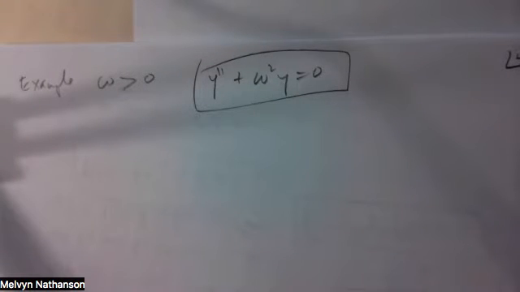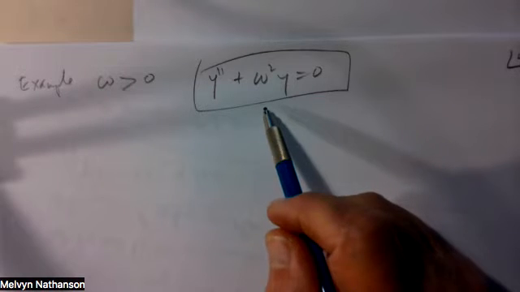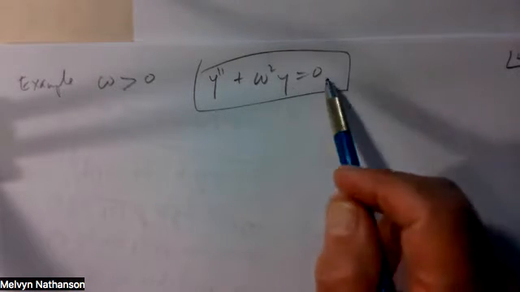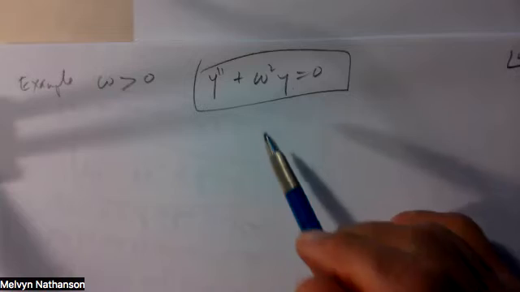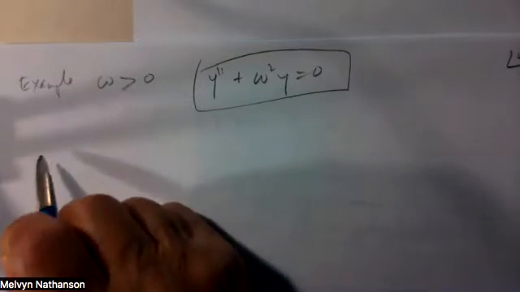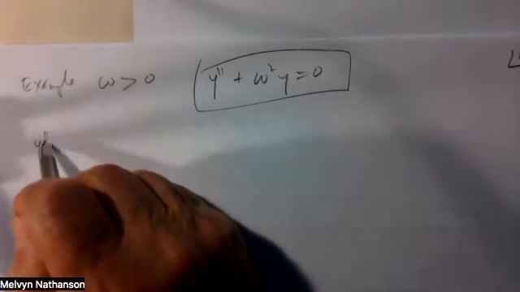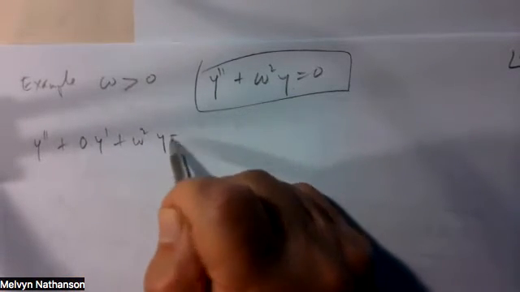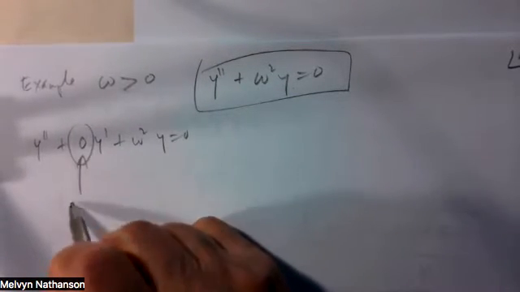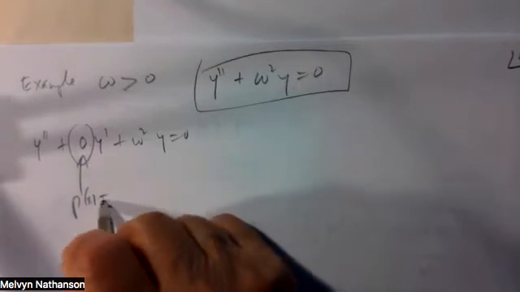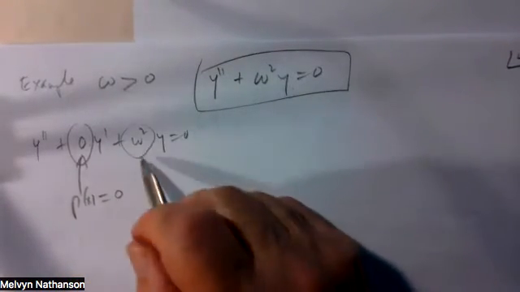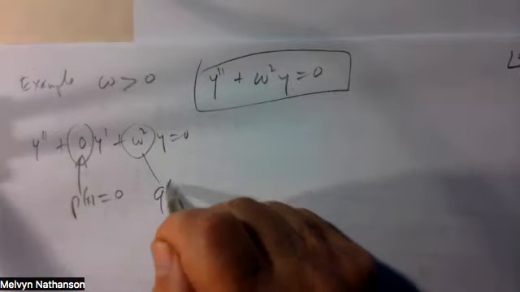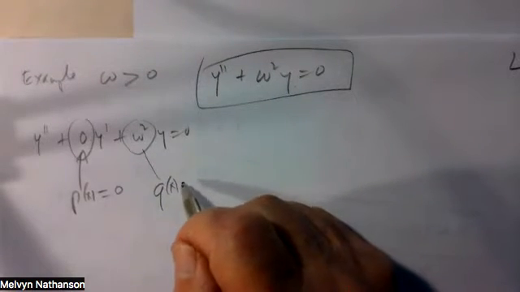And so this is linear second order homogeneous. What are the functions P and Q in this case? If you think of this as y double prime plus 0 times y prime plus omega squared times y equals 0, the coefficient of y prime is just the function which is identically 0. The coefficient of y is the function q of x, which is the constant function omega squared.